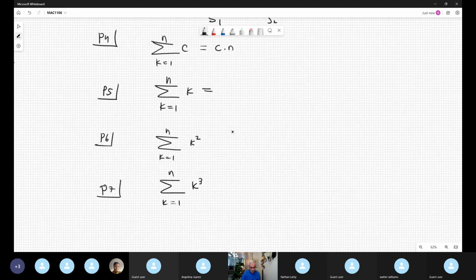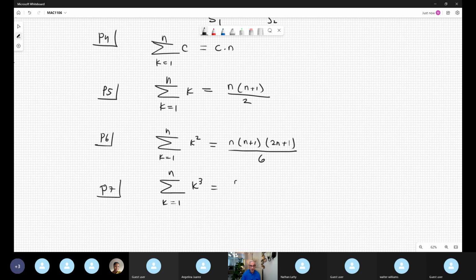Okay, is M times N plus 1 divided by 2. This is more complicated a little bit. M times N plus 1 multiplied by 2N plus 1 divided by 6. And this is no big deal. It's similar to the property 5, but you copy exactly the same, but it's a square. Unbelievable.